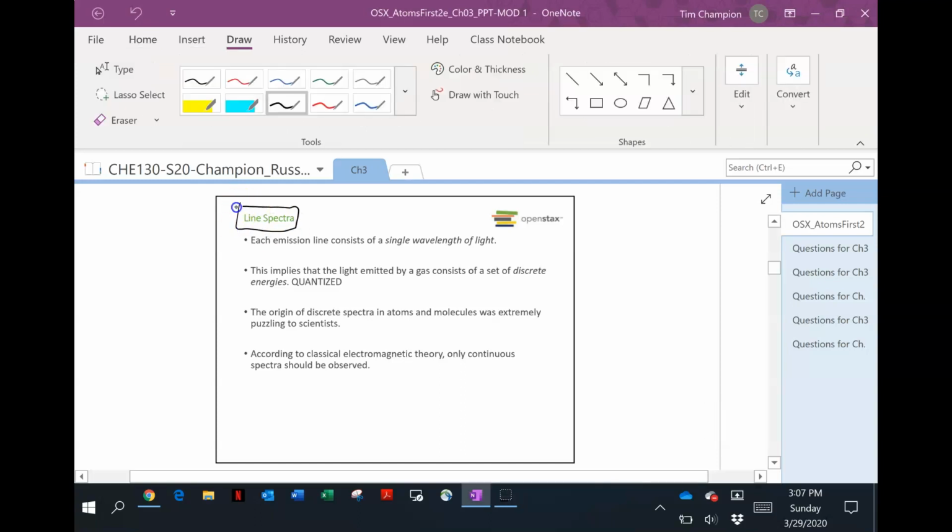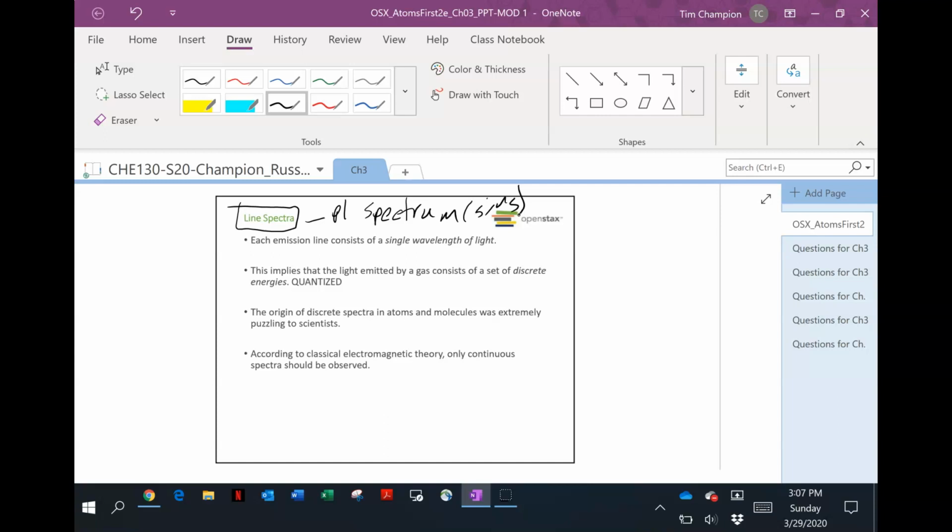Line spectra, and I'll just mention spectra is the plural. Spectrum is the singular. So if it's one of them, you say you're looking at a spectrum. If it's more than one, you say you're looking at spectra. It's one of those weird Latin words where the plural ends in A like that.